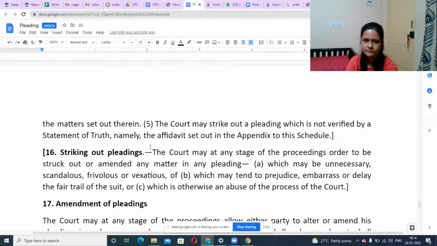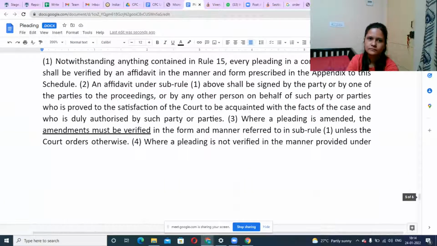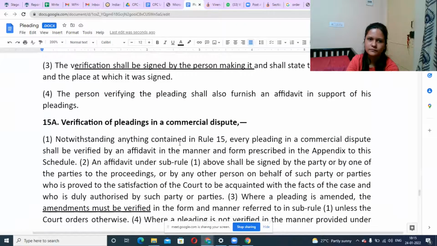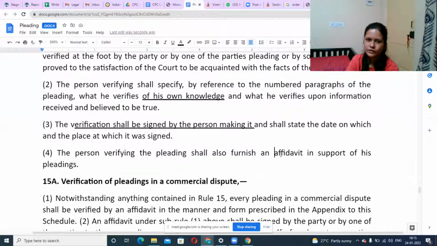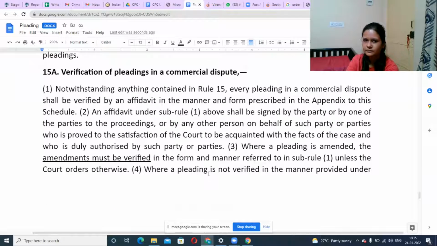Madam? Yeah. See, the normal verification in a civil suit is a verification we put at the end. Now this you said commercial verification has to be done on affidavit. No, here also we have it. The person verifying the pleading shall also furnish an affidavit in support of the pleading. Why is there a separate thing for commercial disputes? Commercial disputes are civil disputes also, no, madam?